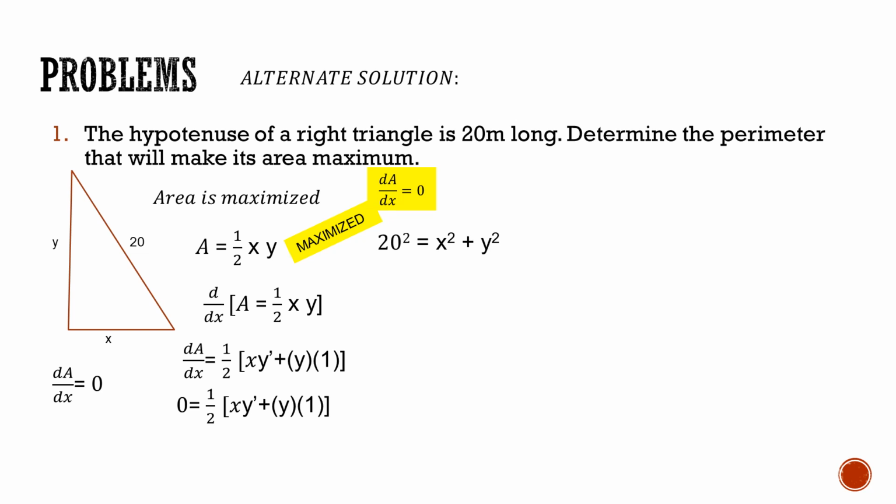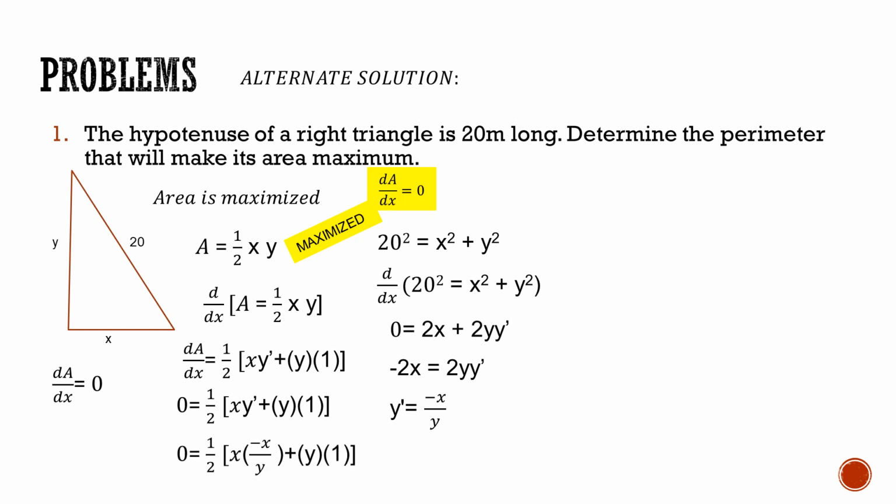So, as a relationship, kunin natin dito sa relationship ng Pythagorean theorem that 20 squared is equal to x squared plus y squared. And then, again, execute differentiation with respect to x. We have that value. And then, manipulate. We come up with y prime. So, kung may y prime na, we can now substitute in that equation. So, notice na na-eliminate na yung y prime.